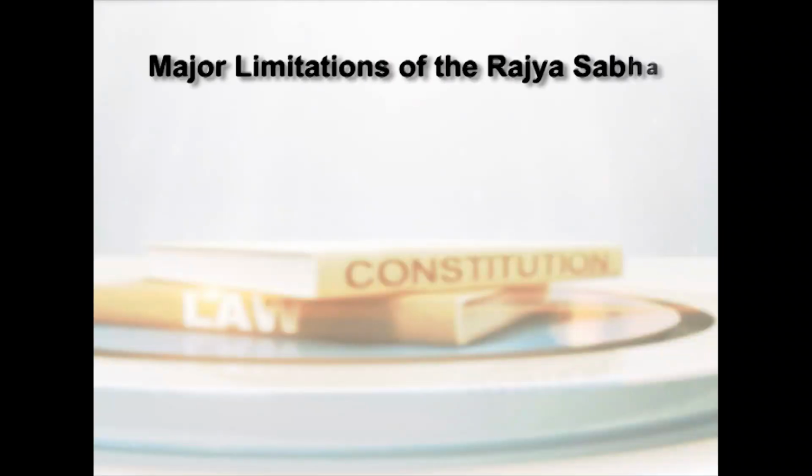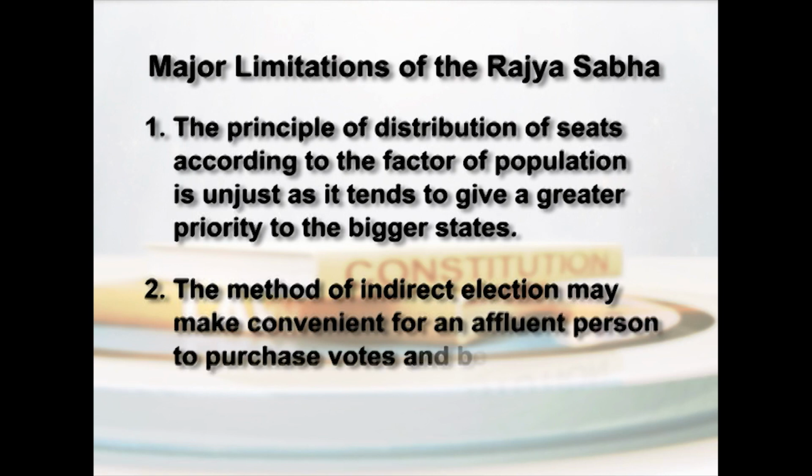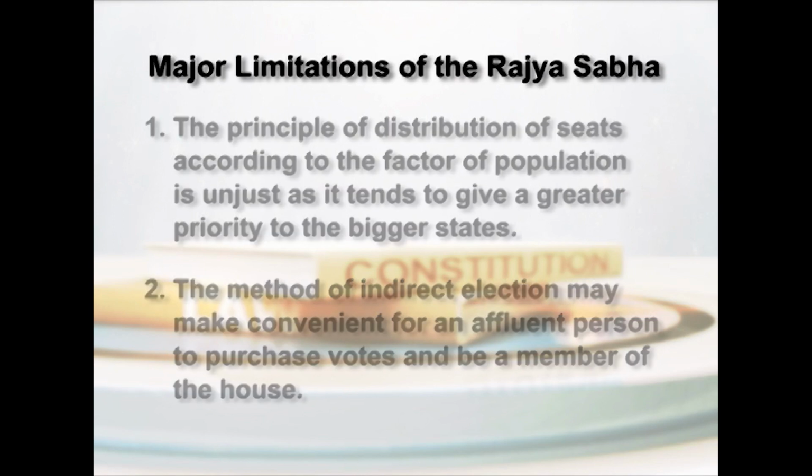First of all, the principle of distribution of seats according to the factor of population is unjust in the sense that it tends to give a greater priority to the bigger states. Secondly, the method of indirect election may make it convenient for an affluent person to purchase votes and thereby get the privilege of being a member of the House.